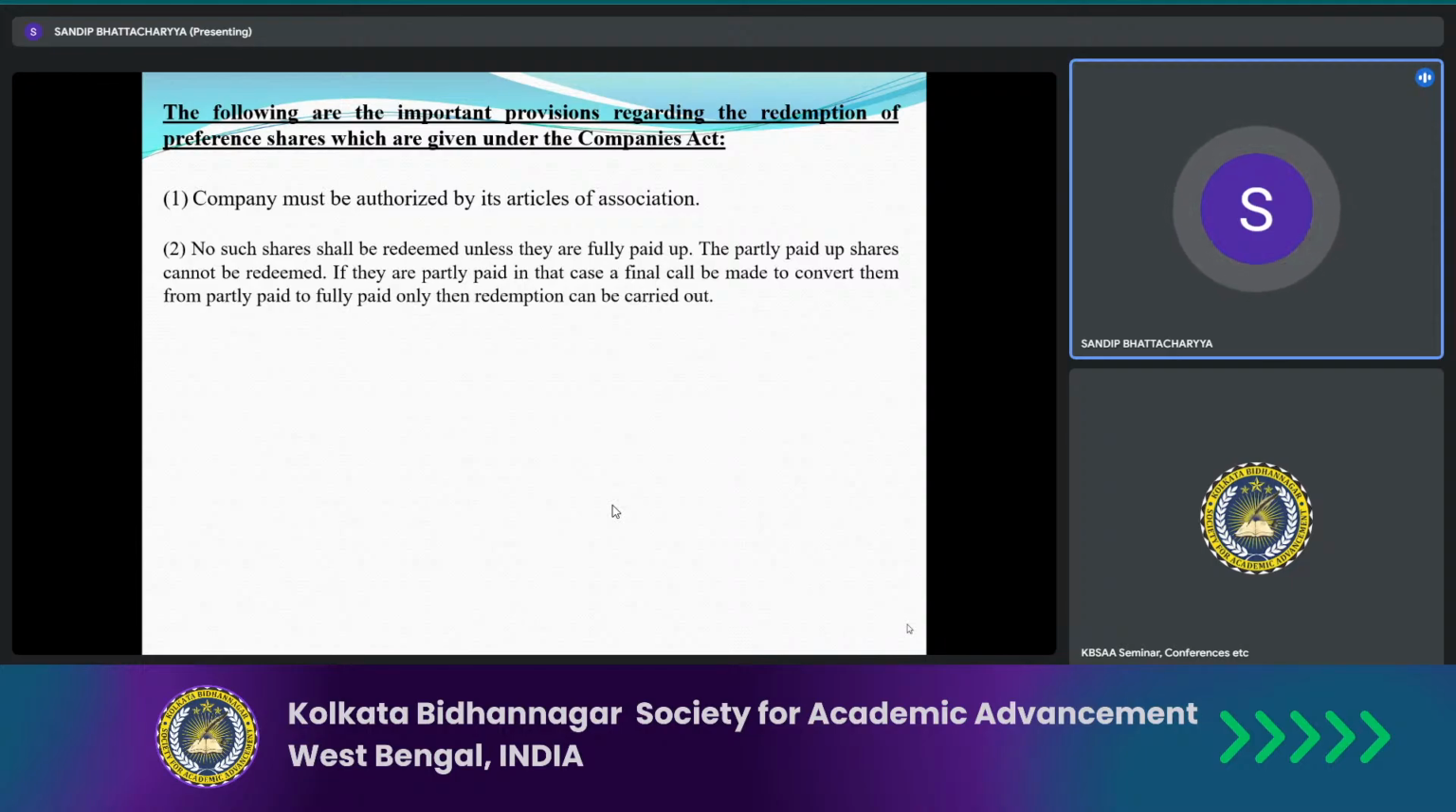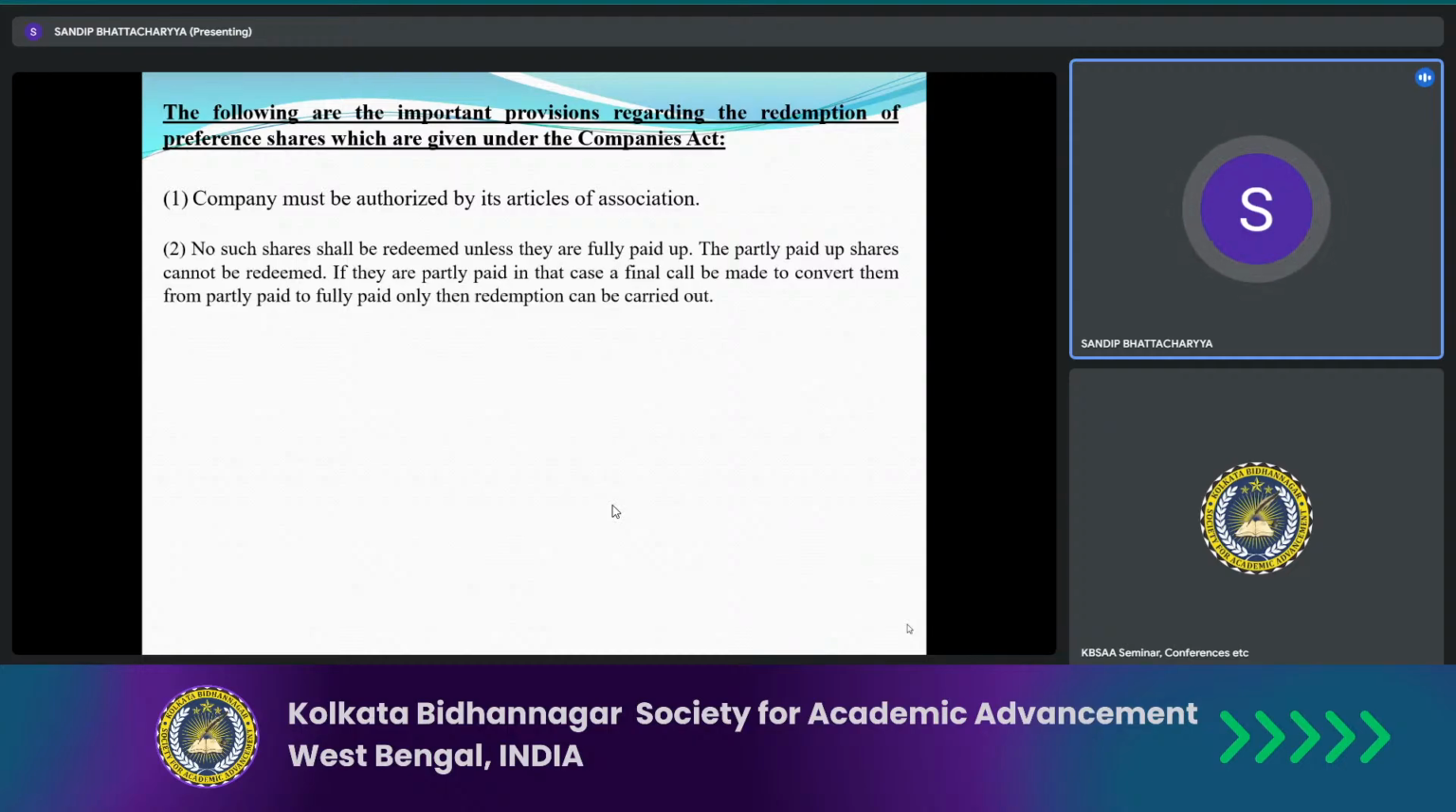Suppose out of 10,000, 9,000 are fully paid. But 1,000 preference shareholders have paid up capital of rupees 80, that is, calls in arrear are rupees 20, which is unpaid capital. The called up capital is rupees 80, that is, 1,000 preference shareholders have already paid rupees 80 and 20 remains unpaid. So, my dear students, you must appreciate the Companies Act: how can you redeem this partly paid preference share unless and until it is fully paid?